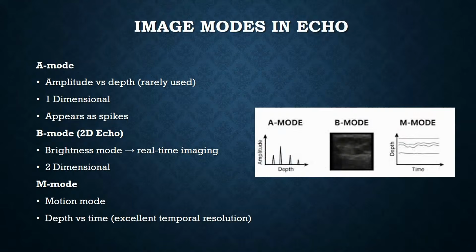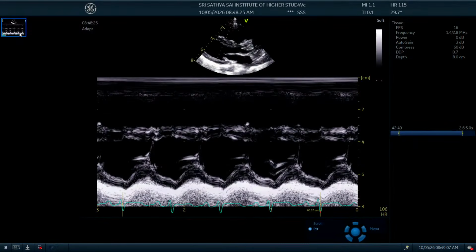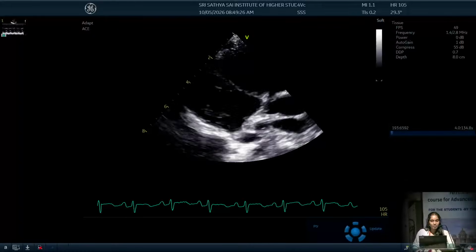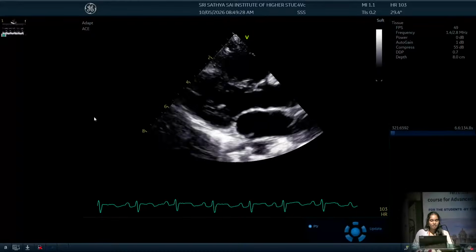Coming to the imaging modes, as you all know, there are three types of mode, that is A mode, B mode, and M mode. A mode is the amplitude mode, visualized as spikes on a graph of amplitude versus depth, and it is one-dimensional and rarely used. Now it is not used much, but it is sometimes used in the Department of Ophthalmology. Coming to B mode, that is brightness mode or the 2D echo mode, visualized as a grayscale 2D image. Mechanism: echoes appear as dots, and brightness depends upon the signal strength.